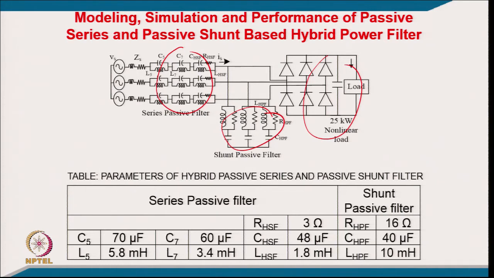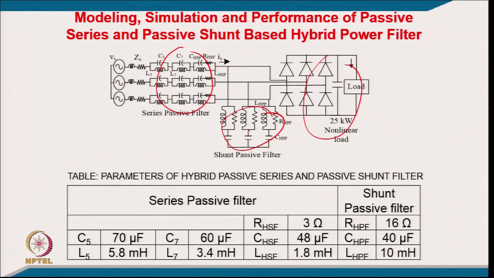And moreover, this series filter certainly blocks the harmonics, because the high pass blocks all the high order harmonics, and C5, C7, these two filters block the 5th and 7th lowest harmonics. So, because of this, even the resonance with the supply system is not there. So, the drawback of the series filter is taken care of by the shunt filter, and the drawback of the shunt filter is taken care of by the series filter.